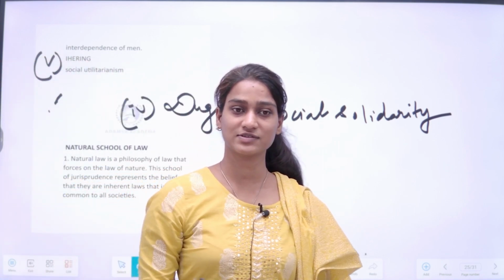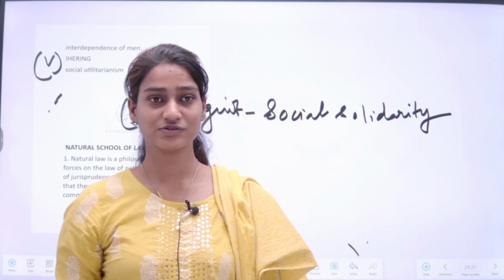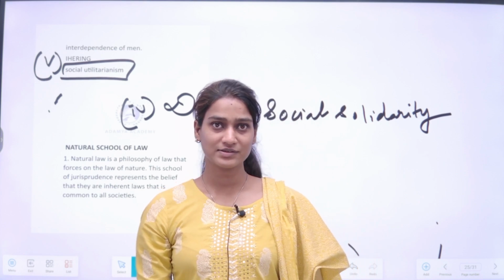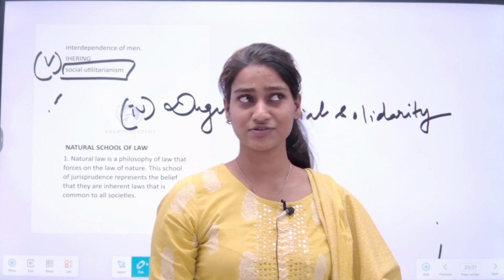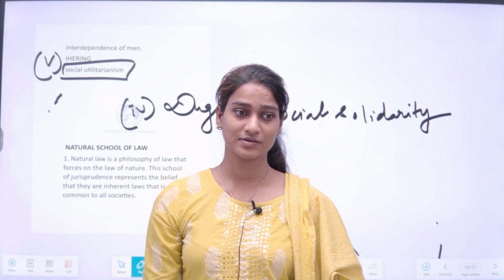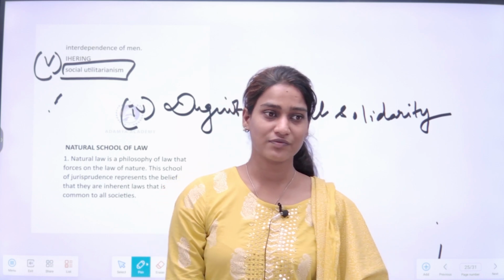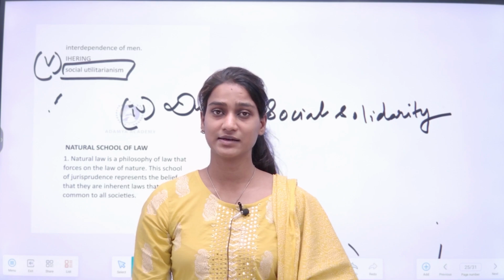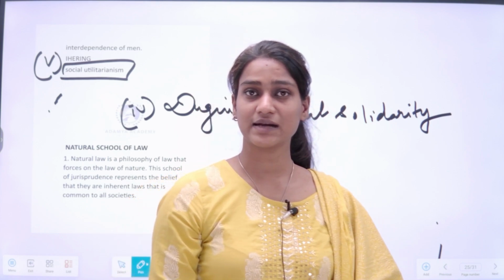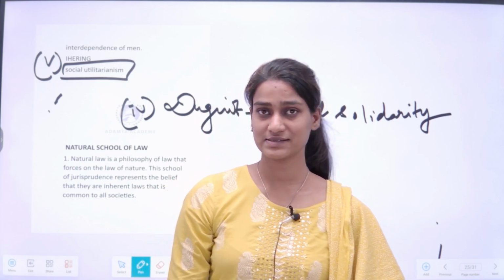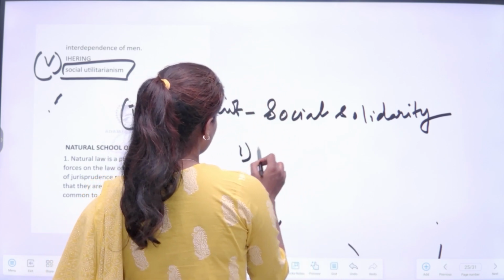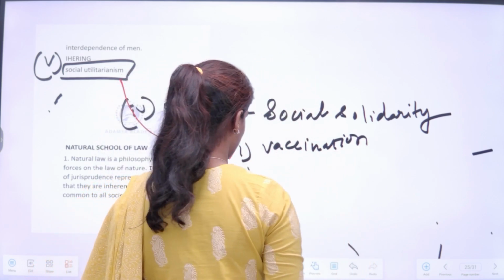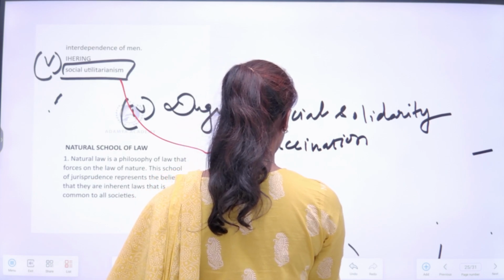Now, let us look into another proponent, Ehring. What does Ehring have to say? Ehring gave a theory which is known as social utilitarianism. What does social utilitarianism mean? Let me give you an example. In the past years, you have come across a major thing which happened in India, which was, of course, vaccination. What was the need of vaccination? The need was that the society needed vaccination. The first need taken into account was that of society as a whole, which needed vaccination for its citizens. So the first example we can take in social utilitarianism is vaccination. Second, we can take lockdown.